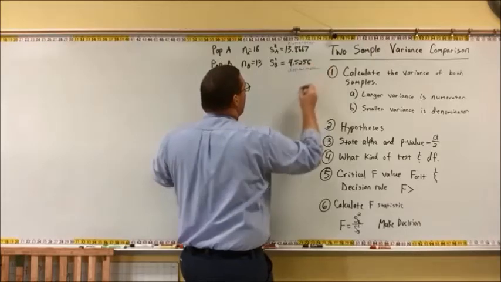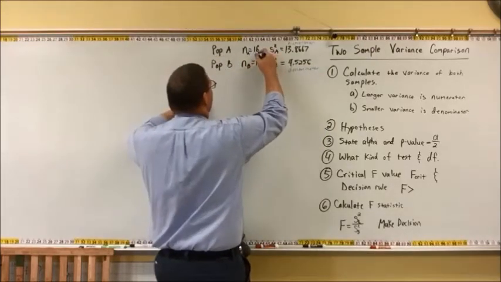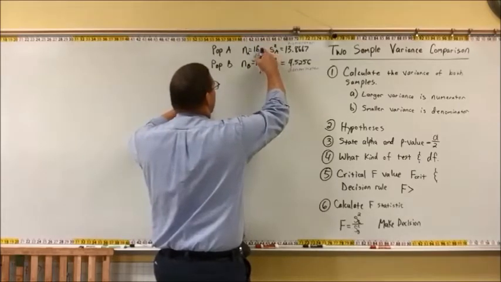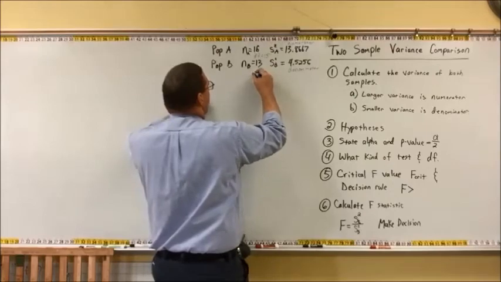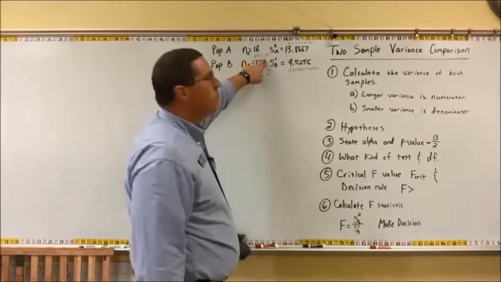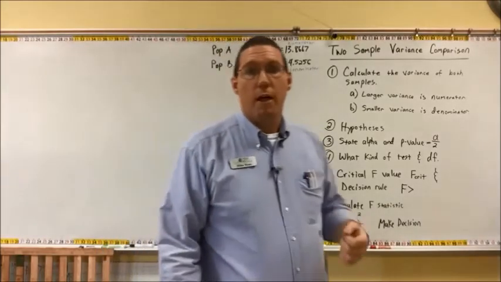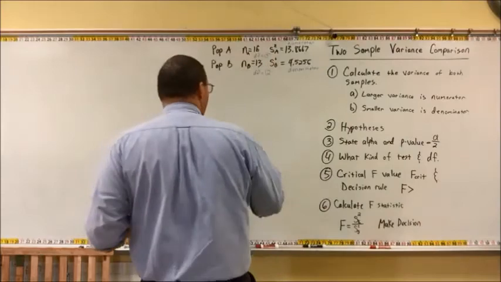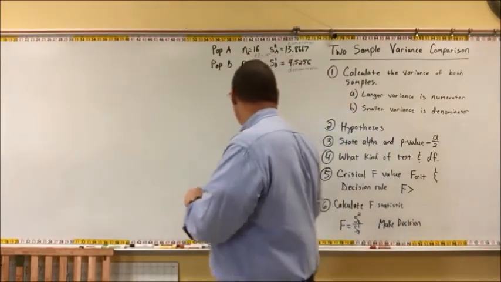And the degrees of freedom for the numerator is 16 minus 1, so that's 15. And the degrees of freedom for the denominator is 13 minus 1, so that's 12. So numerator degrees of freedom is 15, denominator degrees of freedom is 12. And our alpha, which was given to us, is 0.02. So let's go ahead and start doing all our procedure here.